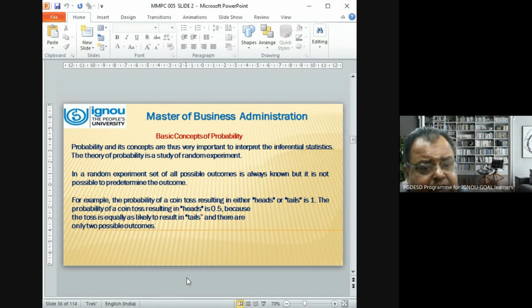The theory of probability is a study of random experiments. In a random experiment, the set of all possible outcomes is always known, but it is not possible to predetermine the outcome. For example, the probability of a coin toss resulting in either heads or tails is 1. The probability of a coin toss resulting in head is 0.5, because the toss is equally likely to result in tails, and there are only 2 possible outcomes, either head or tail.